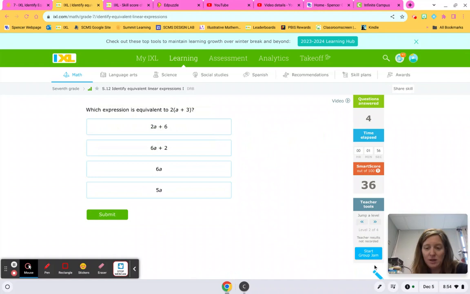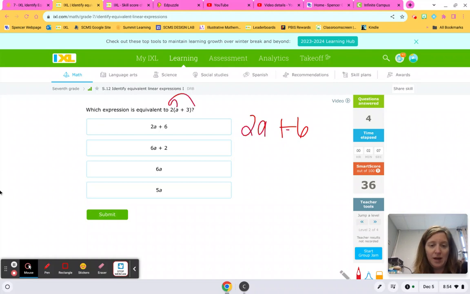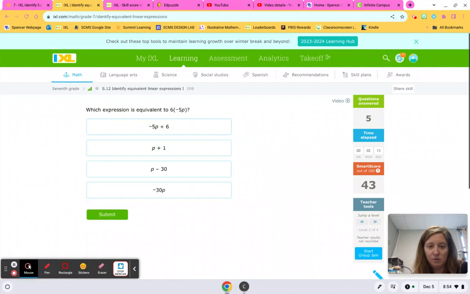The next one is distributive property again. 2 times a is 2a, plus 2 times 3 is 6. 2a plus 6 is right here. All right, let's jump up to a little bit harder level.